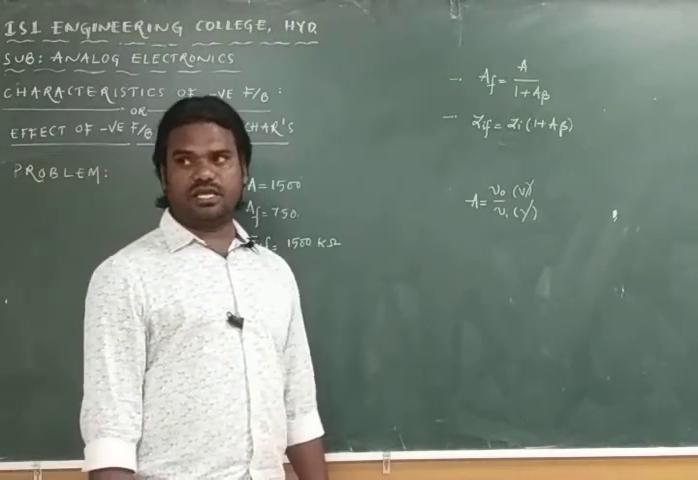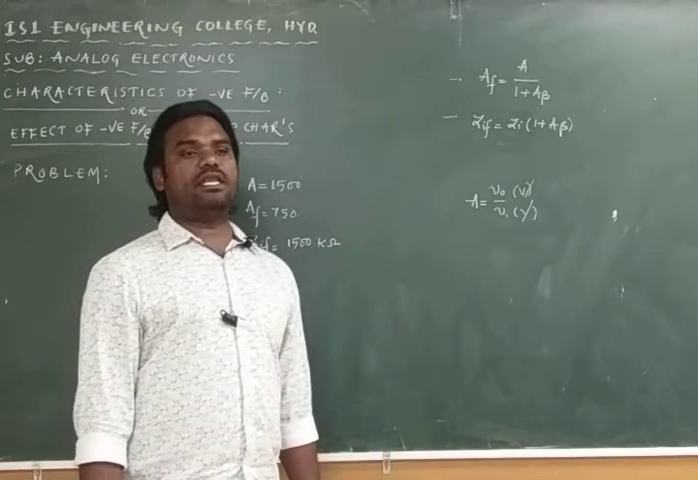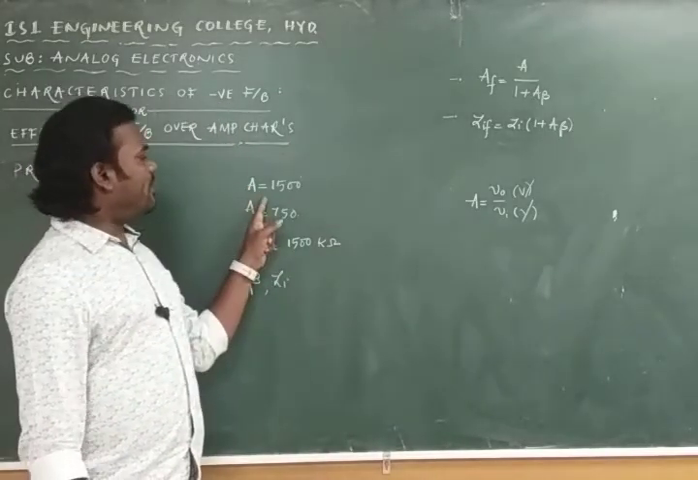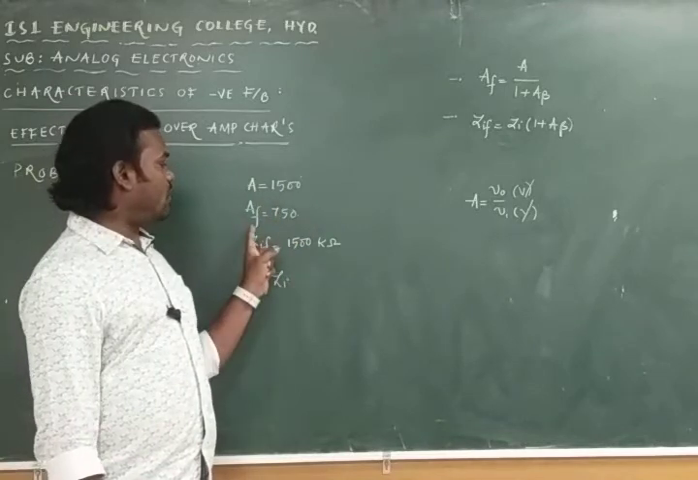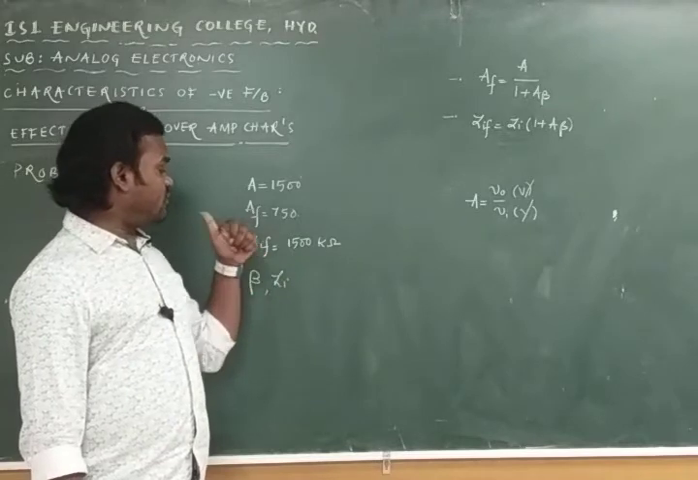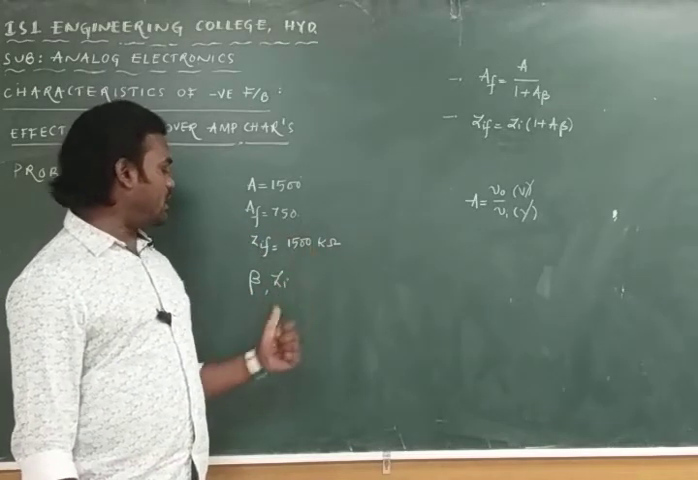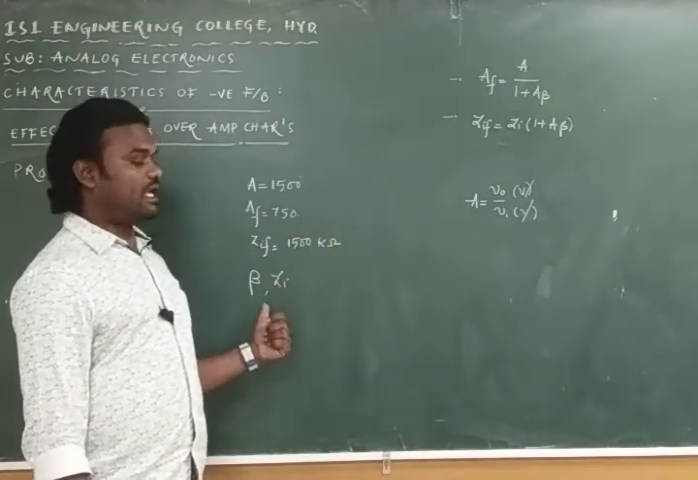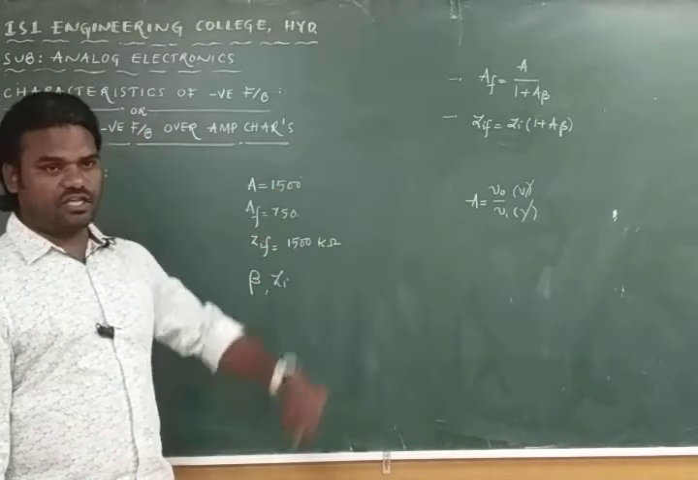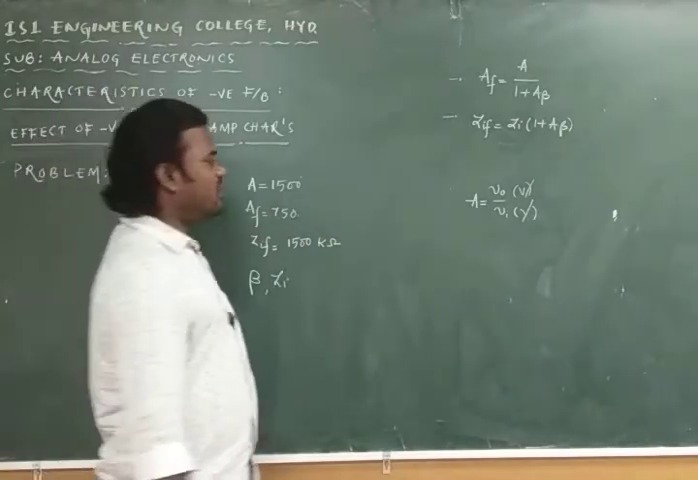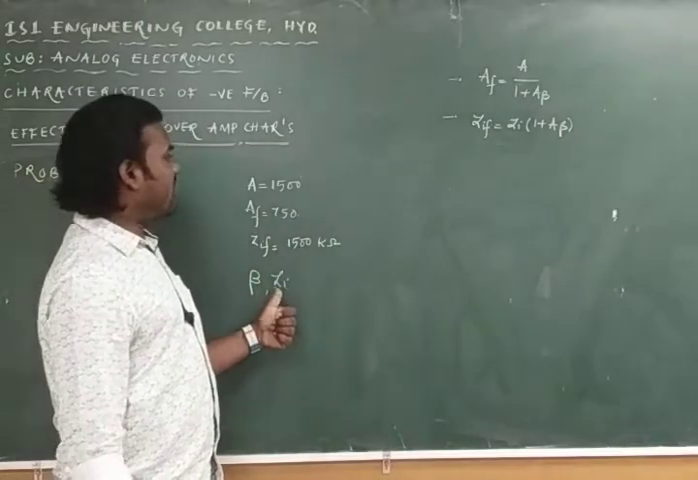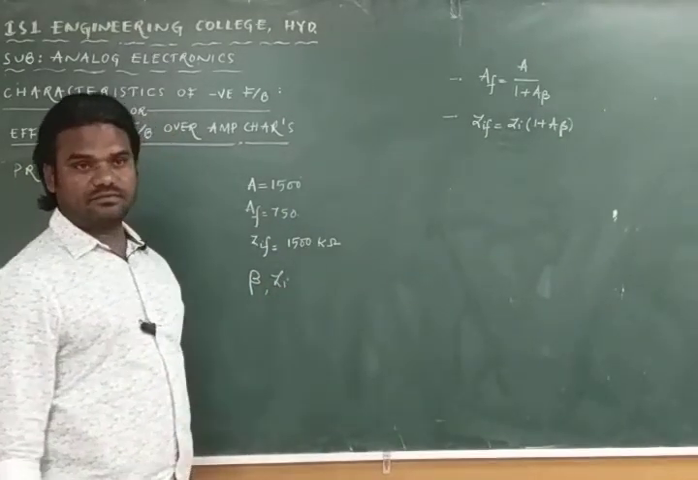I am repeating the question. An amplifier section is designed with the negative feedback, with the open loop gain 1500, the closed loop gain 750, and the input impedance with feedback given as 1500 kilo ohms. We should calculate the feedback ratio and Zi. We have two equations; from those, we first calculate the beta value, and after that, we calculate Zi.